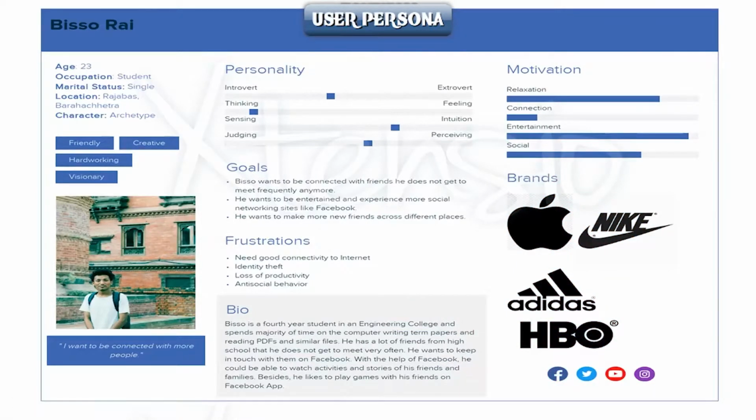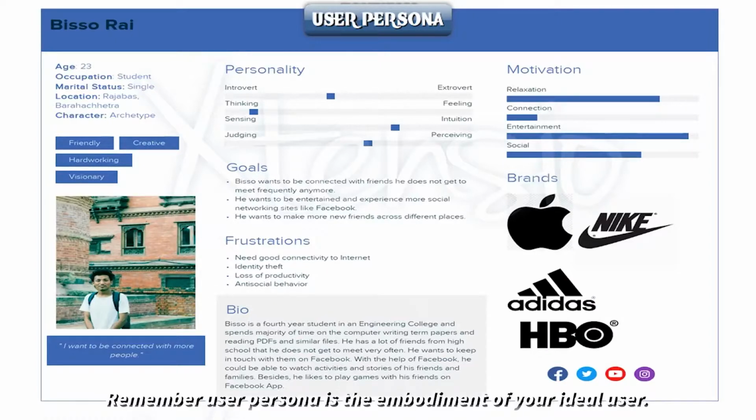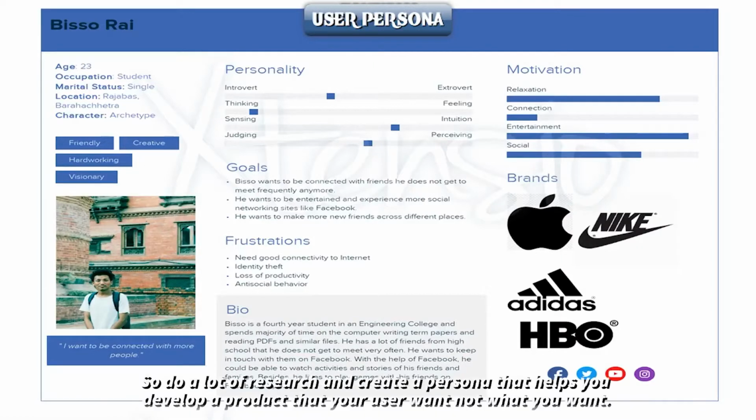Here is an example of a completed persona. Remember, a user persona is the embodiment of your ideal user. So do a lot of research and create a persona that helps you develop a product that your users want, not what you want.